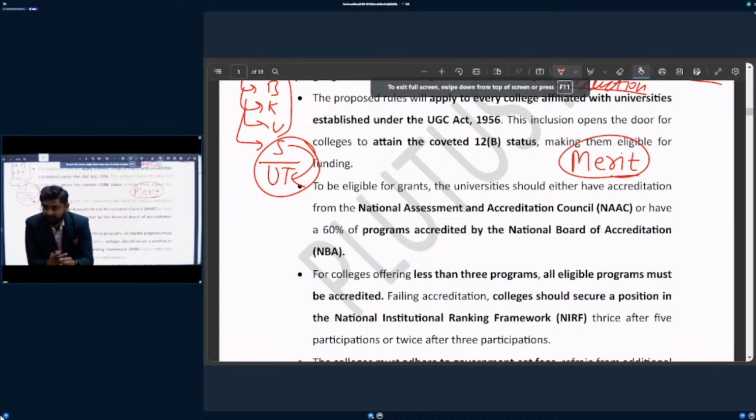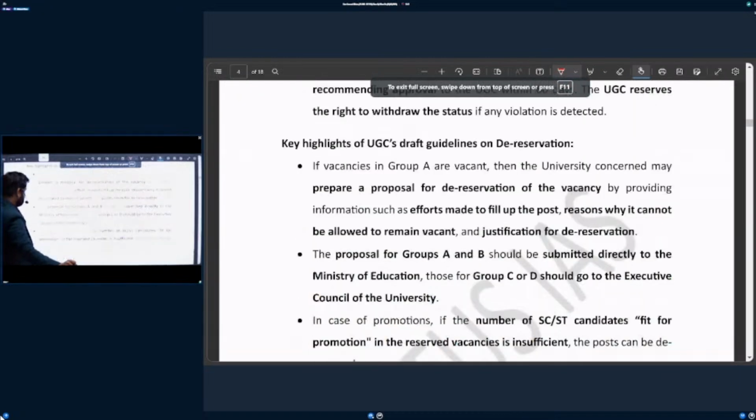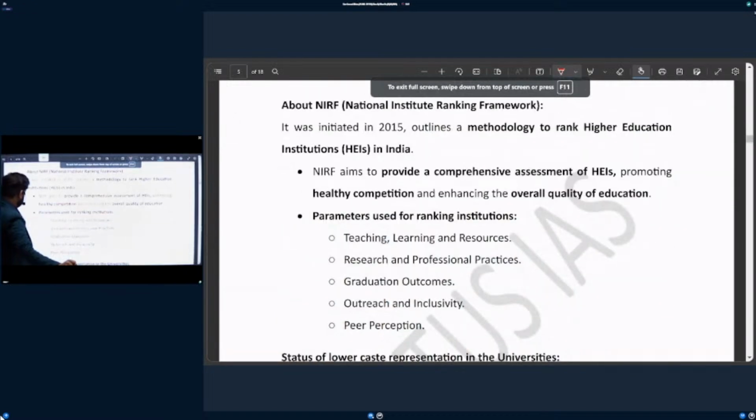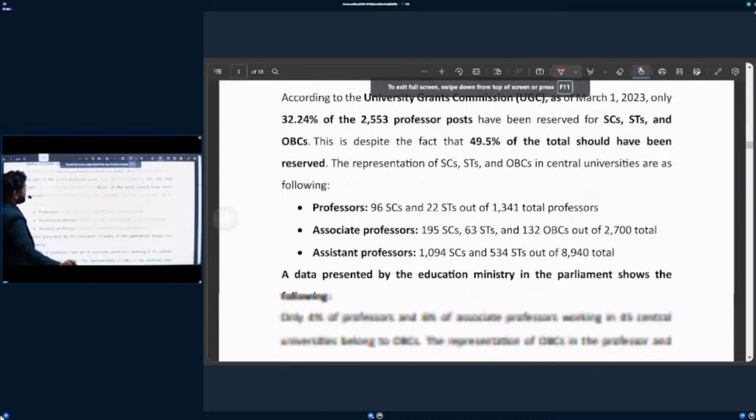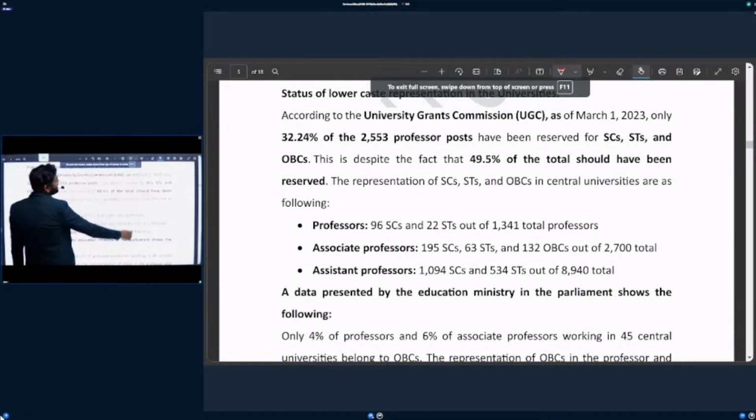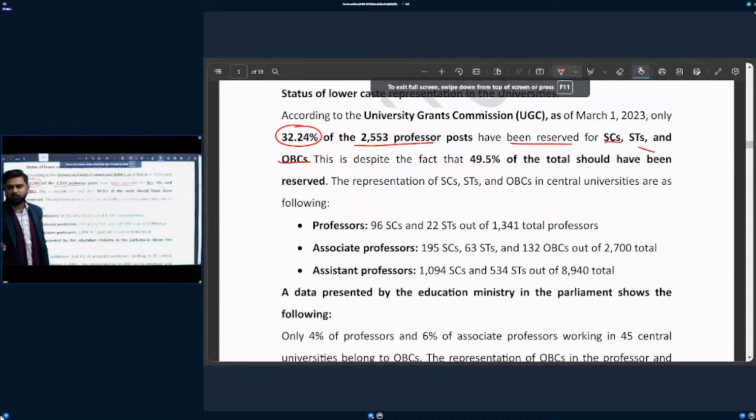देखिए, understand the factor here, यही मैंने notes में यहाँ पे mention है, बाकी you can read it out. देखिए, look at the status of lower caste, then I will tell you what is the real scenario. Status of lower caste: representation in the universities. According to UGC's own report, only 32.24 professors have been reserved for SC, ST, OBC. जो रिजर्वेशन दिया है यूनिवर्सिटी में right now, कितना दिया हुआ है? 32.24 दिया हुआ रिजर्वेशन है, जबकि as per Constitution कितना होना चाहिए? 49. It should be 49, but the given here is 32.24.